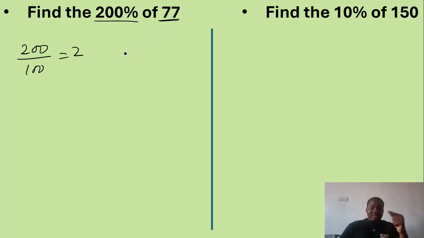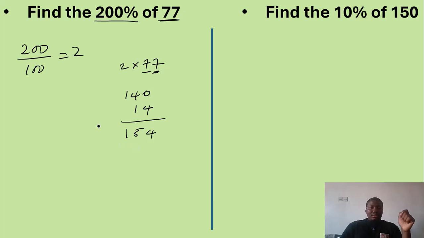200% of 77 is same as 2 times 77. So when you say 2 times 77, 2 times 70, that's 140. Then 2 times 7, that's 14. So you have 154.